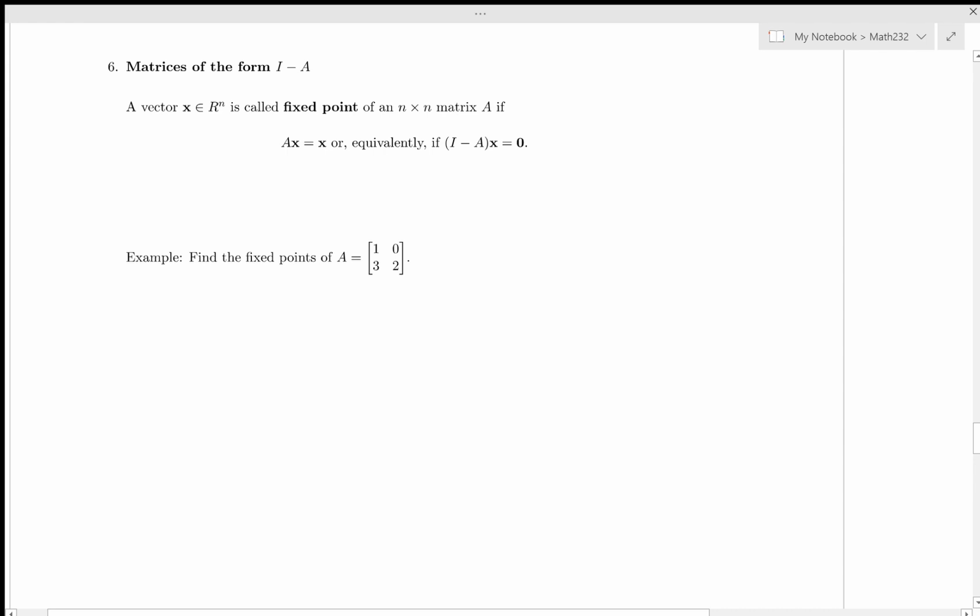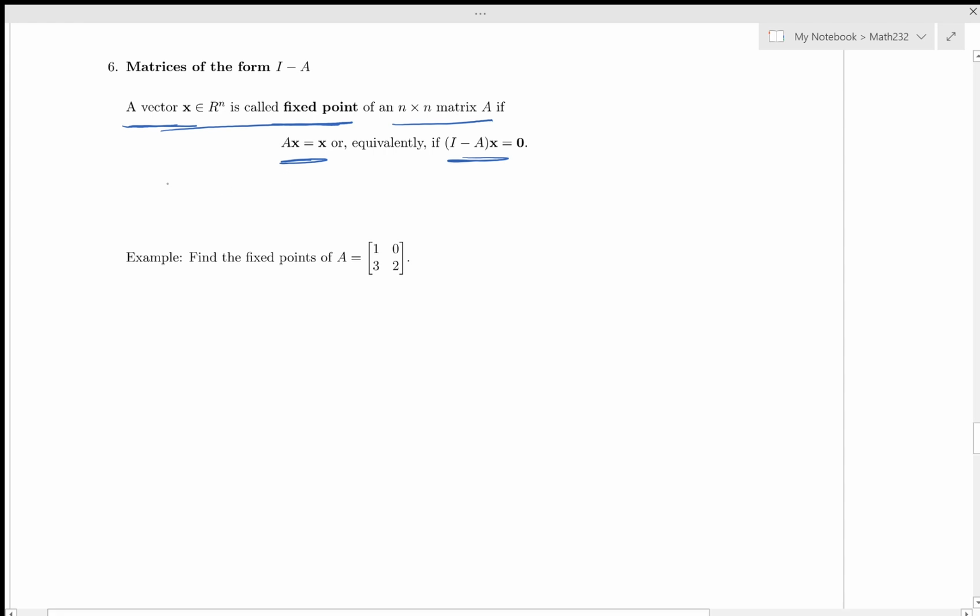So let's investigate what that is, or remind ourselves if you've seen this before. In the context of linear algebra, a vector x is called a fixed point of the matrix A if Ax equals x. Or equivalently, these two things mean the same thing: Ax equals x, or (I minus A)x equals 0. Let us make sure we understand why that is the case.